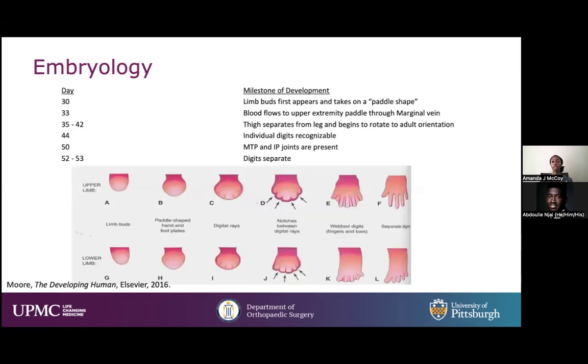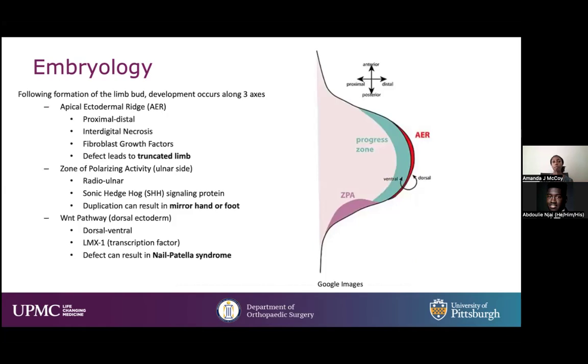So this is a good chart. It's really for upper extremity limb development, but it's actually the same for lower extremity limb development. As you can see, you have digital separation around 52 to 53 days of gestation. There are multiple signaling pathways that induce limb development, and these are important because they're often tested on. You have your apical ectodermal ridge, your zone of polarizing activity, and then you have your Wnt pathway.